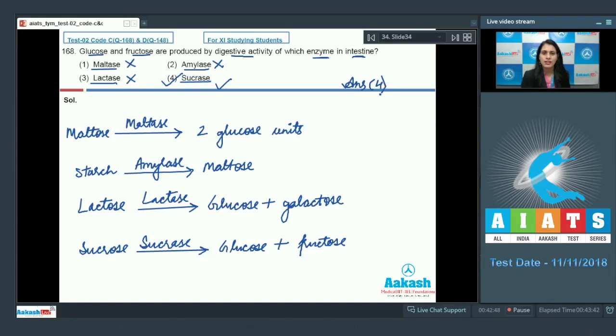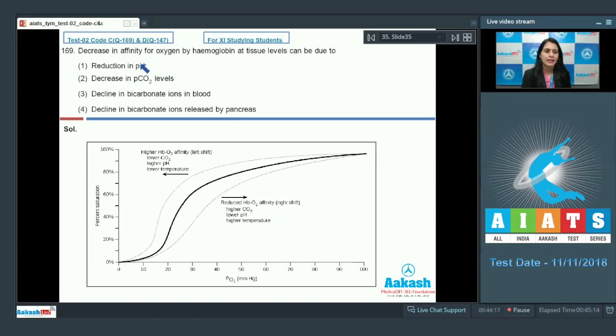Let's proceed to the next question. Question number 169. Decrease in affinity for oxygen by hemoglobin at tissue levels can be due to. And as you can see in this figure, this is at tissue level when there is high temperature, low pH, that is high hydrogen ion concentration, or acidic condition, when there is high PCO2. This will lead to reduction in affinity of hemoglobin for oxygen at tissue level, and it will shift the oxygen hemoglobin dissociation curve towards the right side.